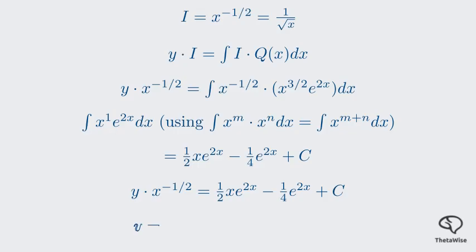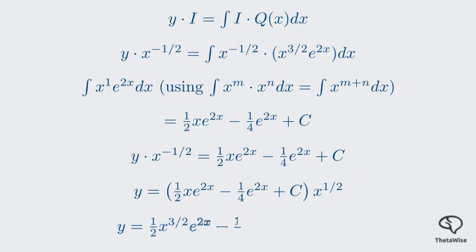Multiplying through by x to the 1/2, we get y equals 1 times x to the 2 times e to the 2x minus 1/4 times x to the 1/8 times e to the 2x plus c times x to the 1/8. And that is our final general solution for this problem.